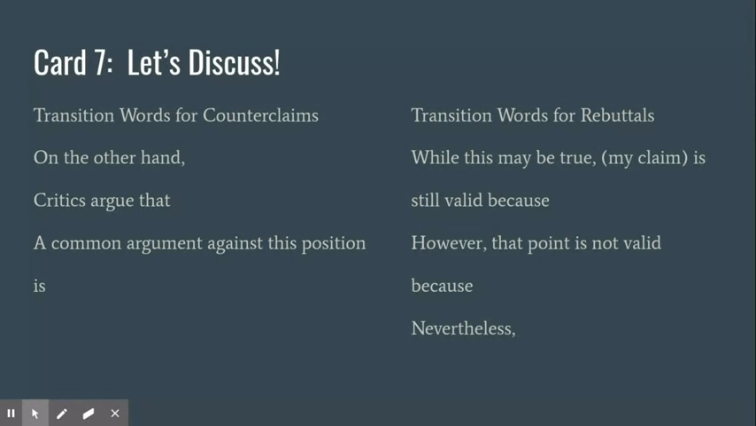Now, when you say that the counterclaim is wrong or not as strong as your point of view when you make your rebuttal, you might want to use some transitions such as, while this may be true, my claim is still valid because, however, that point is not valid because, or nevertheless. I want you to revise your counterclaim and rebuttal to include those strong transition words. I'm going to give you about 6 minutes to complete this part of the lesson.